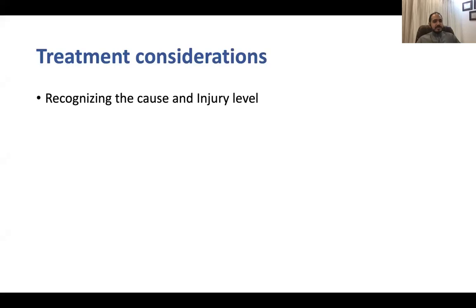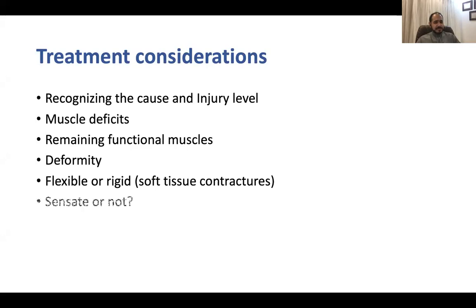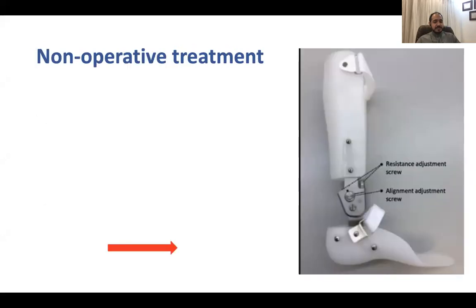So it's, what's the cause of this injury? What's the injury level? What are the muscle deficits? And what is the remaining function? What other tendons do we have that are still intact? Is there a deformity, whether it's an equinus deformity, or a varus or valgus deformity of the foot and ankle? If there is a deformity, is it flexible or is it rigid? Is the foot sensate or not? And what's the patient's mobility? What's his current limitation and what are the patient's expectations?